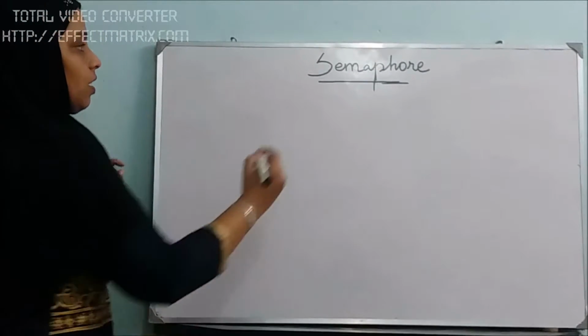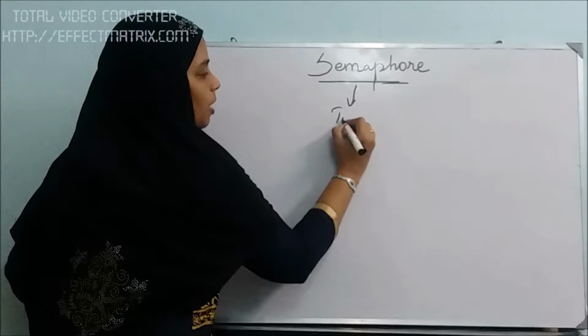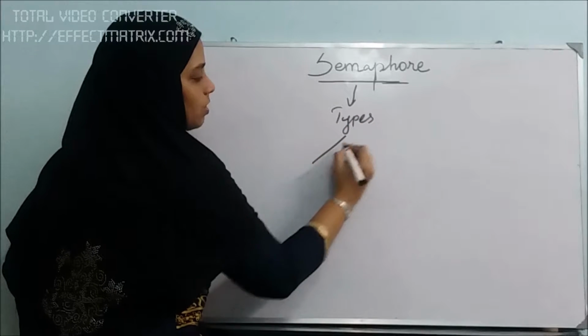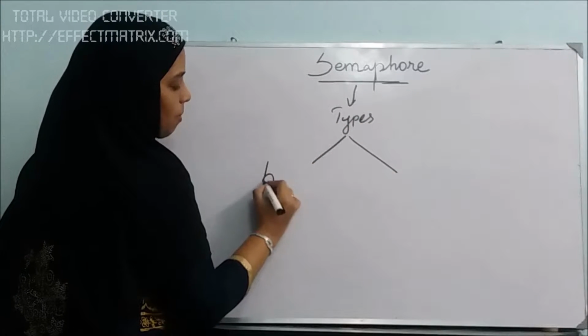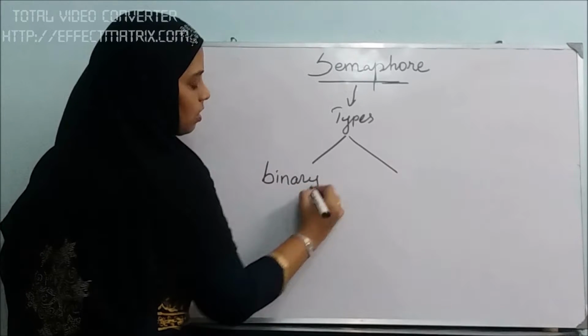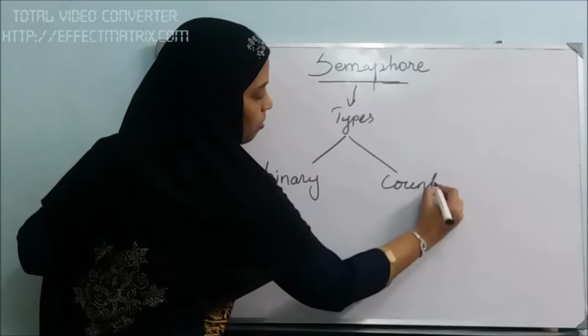Next we are going to see the semaphore types. What are the types of semaphores? They are divided into two main types. The first one is the binary semaphore and the second one is the counting semaphore.